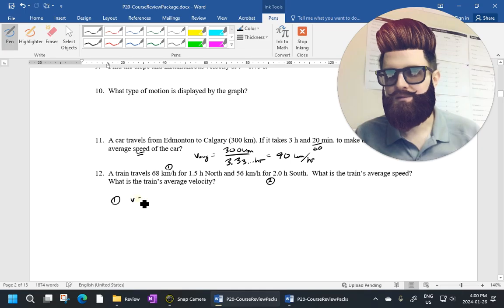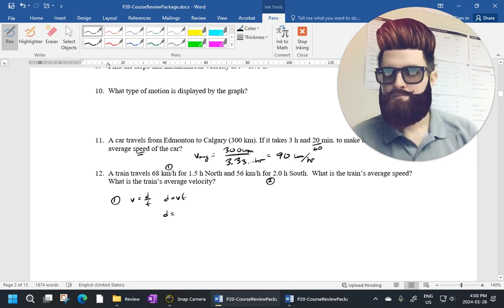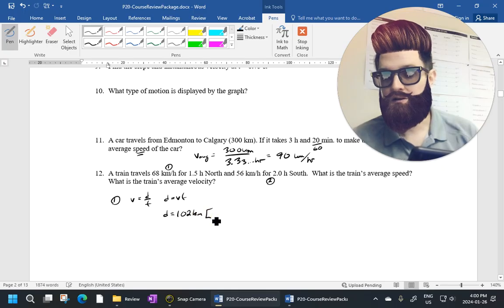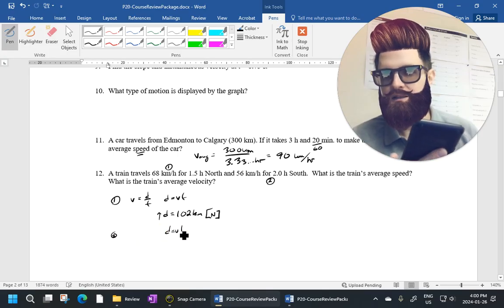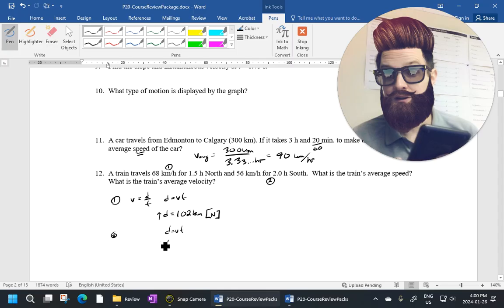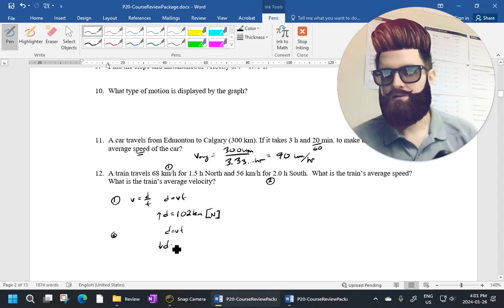All right, so for the first one, since I'm using v is equal to d over t, then d is equal to v times t. I can find out how far we traveled by taking 68 kilometers per hour times 1.5 hours. So we got 120 kilometers, and this one is north. All right, so that's going up, right? And then the second section, same idea, d is equal to v times t. This one's going south though, so 112 kilometers, sorry, south.